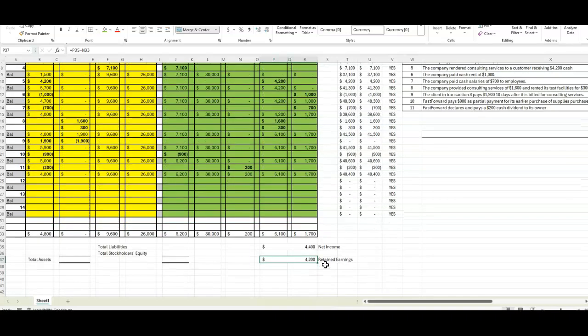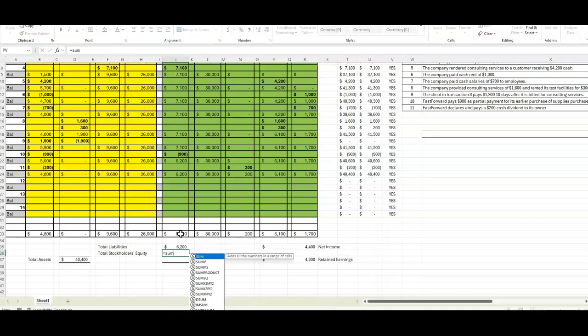And so for the balance sheet, we add up the assets. See if I can do this. Oh, let me do it this way. Do it at the bottom here. $40,400 in assets. Equals common stock minus dividends plus revenues minus expenses. And that gives us $34,200, and we're balanced. Assets equals liabilities plus stockholders' equity.